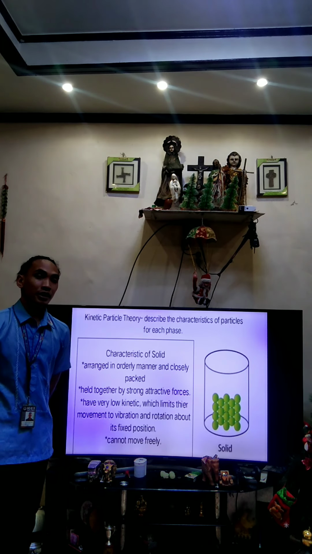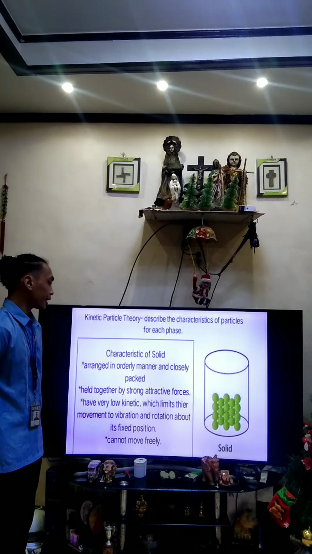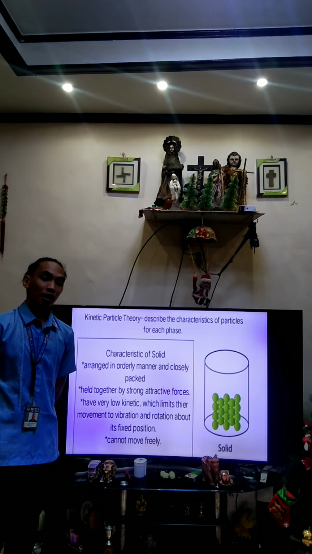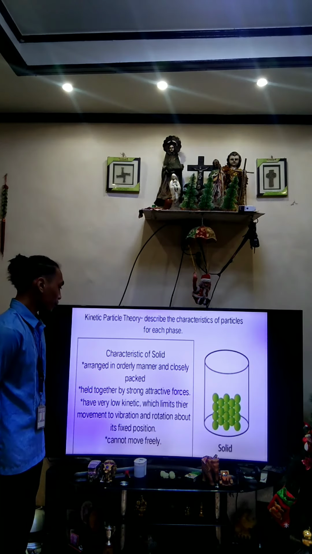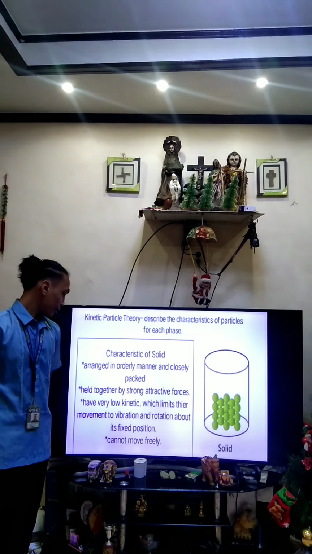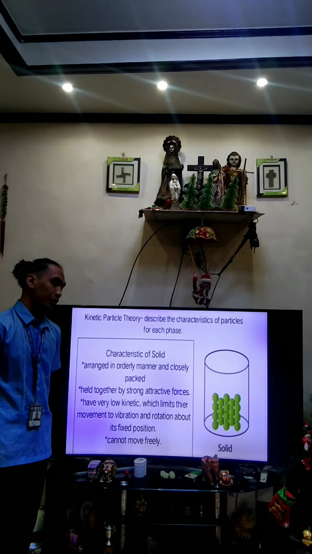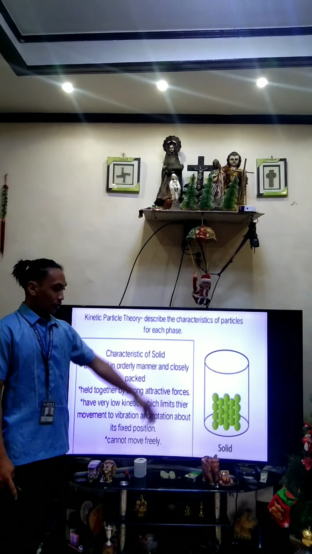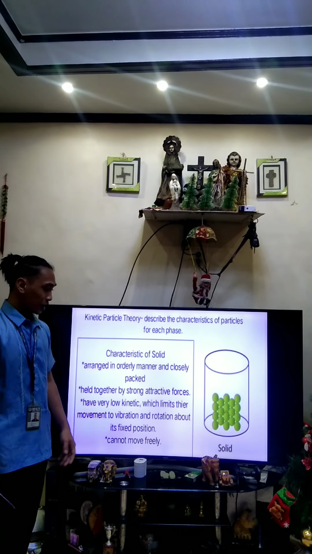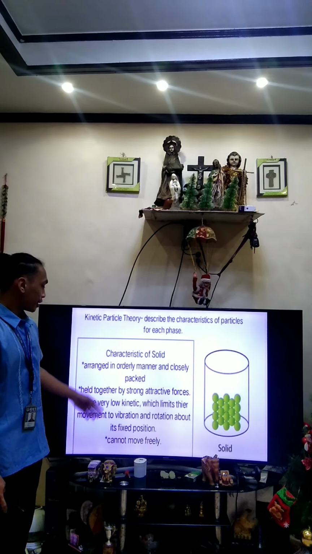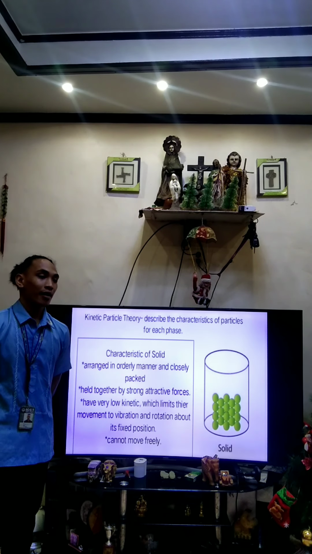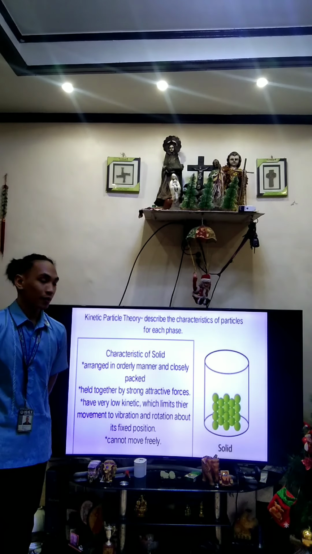Characteristic of solid. Arranged in orderly manner and closely packed. Held together by strong attractive forces. Have very low kinetic energy, which limits their movement to vibration and rotation about its fixed position. Cannot move freely. As you can see in the picture, solid particles are orderly arranged. Examples of solids are a wood block, like a chair and table.